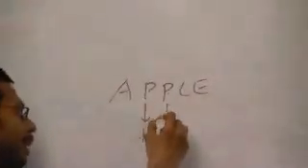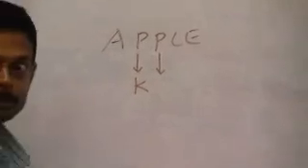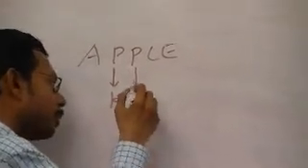Vernam cipher creates maximum confusion. Why? Because you generate a key that is as long as the message, and the key is really random numbers. By confusion, what do we mean? Let's pick apple. If I substitute P with K, for the other P, more likely it should not be K, it should be some other character.